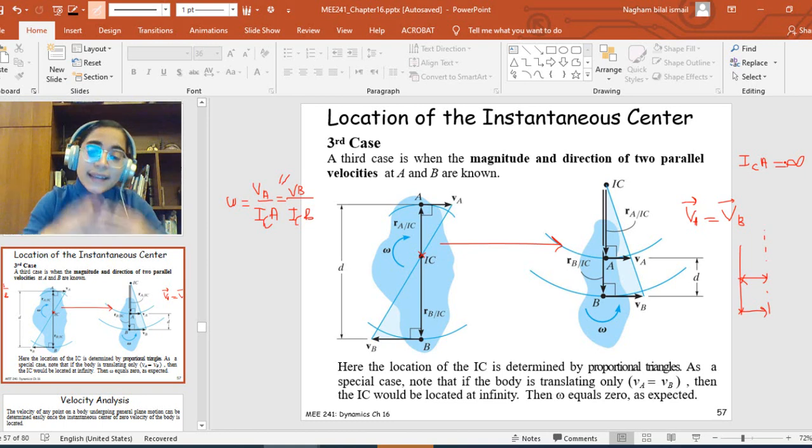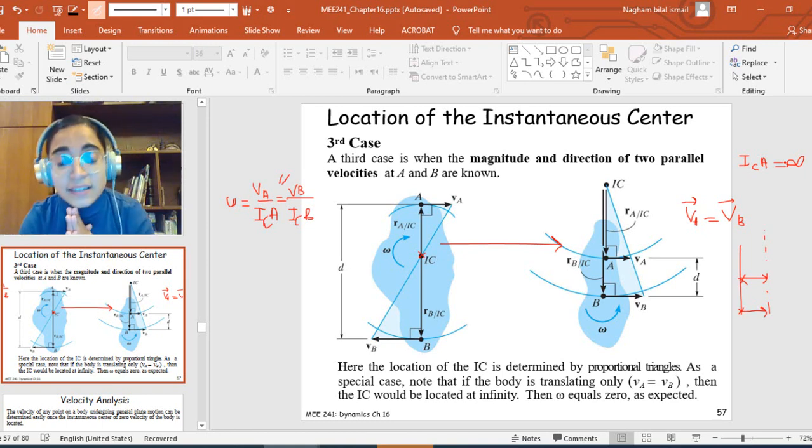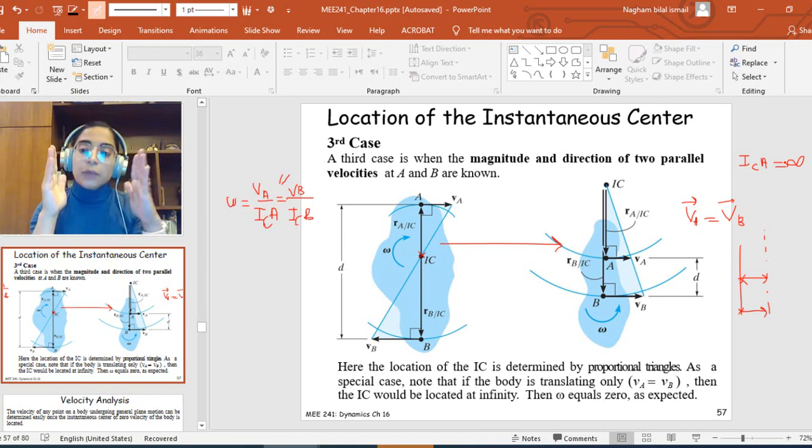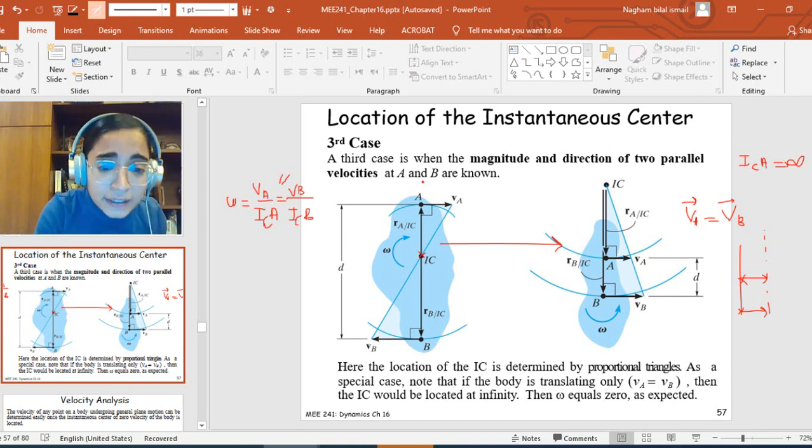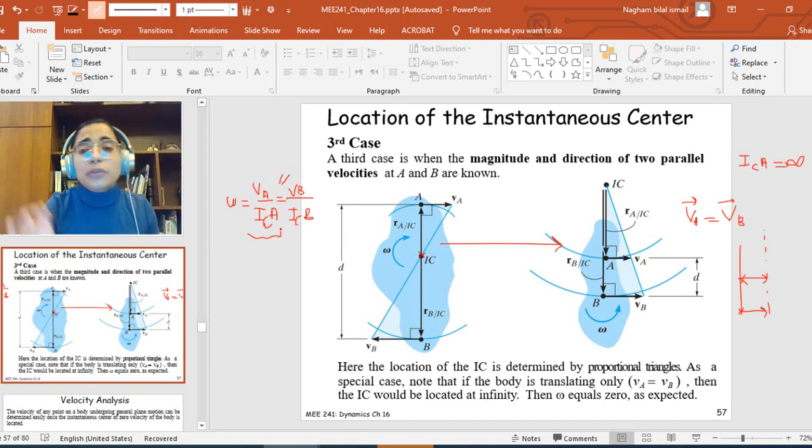In fact, what is the case at which the velocities are equal in vector form? This is the case of what? This is the case of translational motion. In translational motion, if I don't have any rotation, VA will be equal to VB. And in this case, omega will be equal to 0. There is no angular velocity. So if you go back here to this equation, ICA is equal to infinity because they are parallel, then omega will be equal to 0. So this is the case of translational motion. If I have a general plane motion, VA will not be equal to VB in vector form.